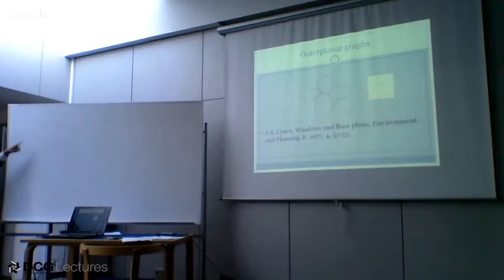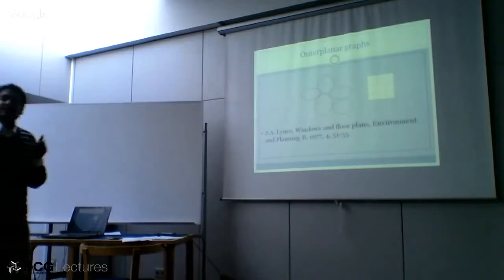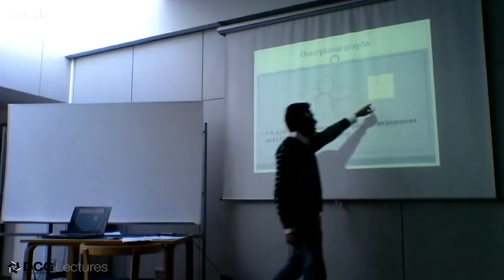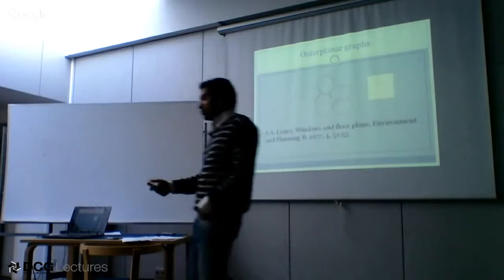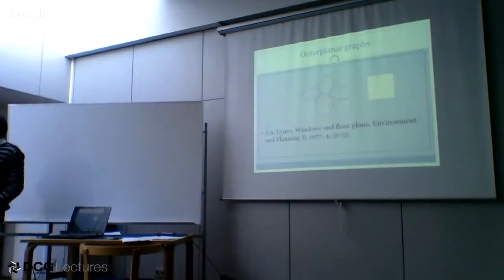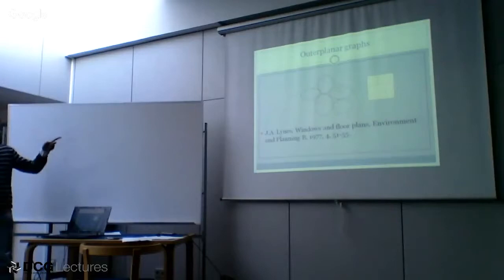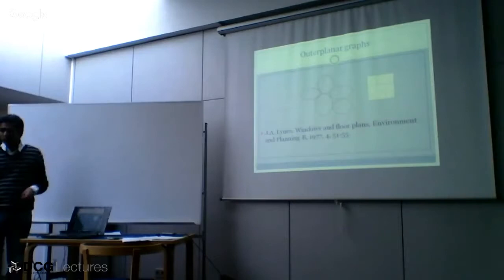It means that if you draw a floor plan corresponding to it, then each room will have a window. For example, if you construct a floor plan, you can see that all the rooms are connected to the exterior, and therefore all of them have a window. So if you introduce this constraint that I want a house or floor plan with windows, there is a paper related to this outer planar graph called windows and floor plans. There they talk about this concept, outer planar graphs.